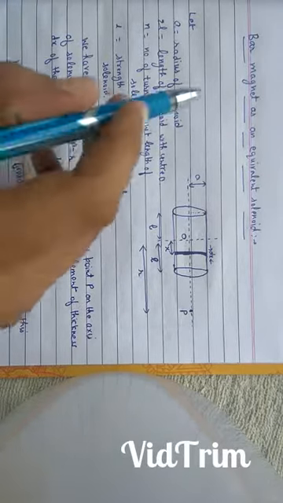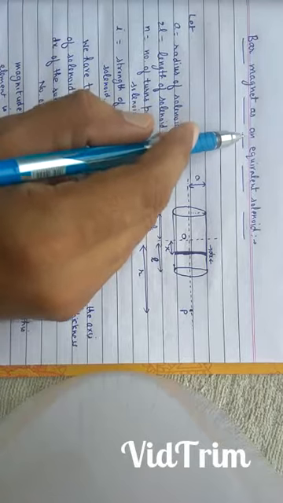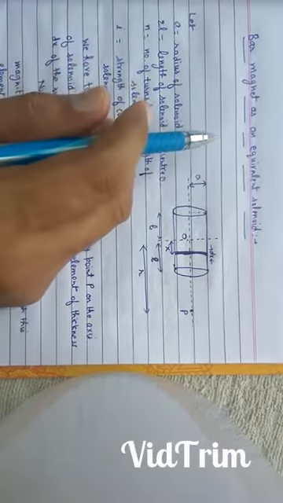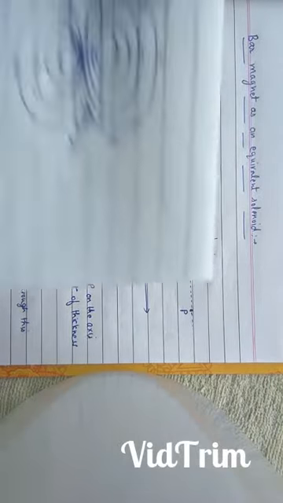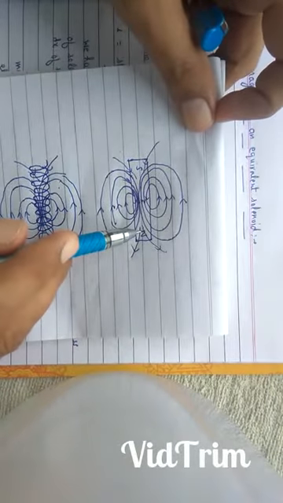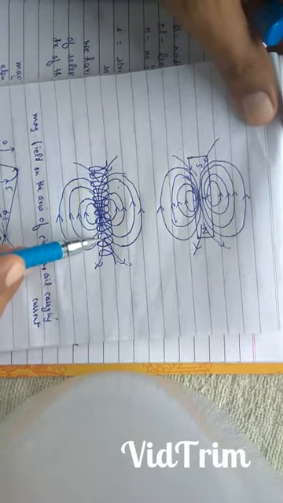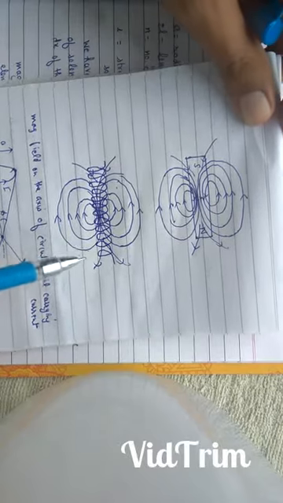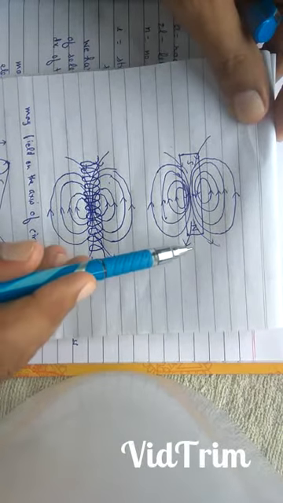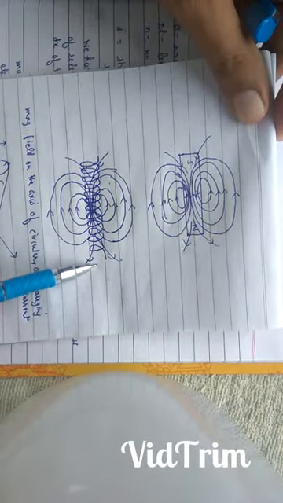Students, now we will study our next topic, bar magnet as an equivalent solenoid. We know that magnetic field lines of a bar magnet resemble very closely the magnetic field lines due to a current carrying solenoid. Therefore, we can consider that a bar magnet is equivalent to a current carrying solenoid.